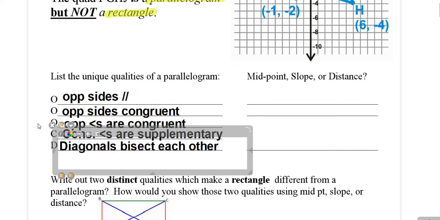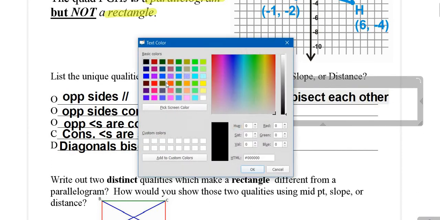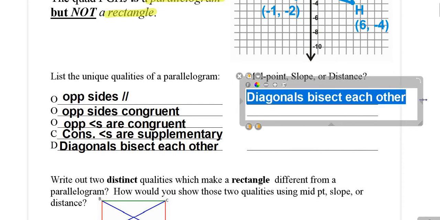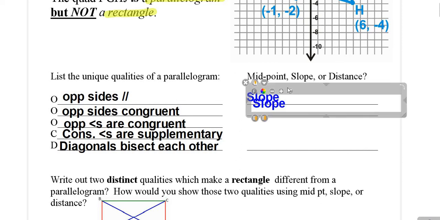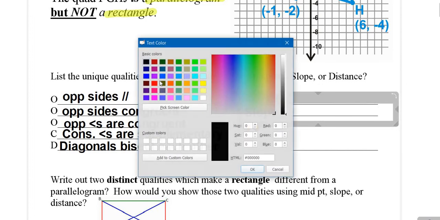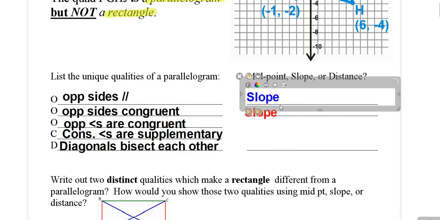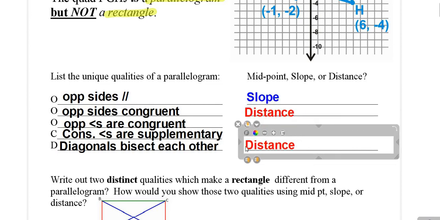Now, you come over here and you ask yourself, how can you show mathematically the opposite sides are parallel? And parallel is a matter of slope. So if I wanted to show that opposite sides were parallel, I would use the slope equation. If I wanted to show that opposite sides were congruent in length, I would use the distance equation. If I wanted to show the diagonals bisect each other, then it would be the midpoint equation, because it would go through the middle.